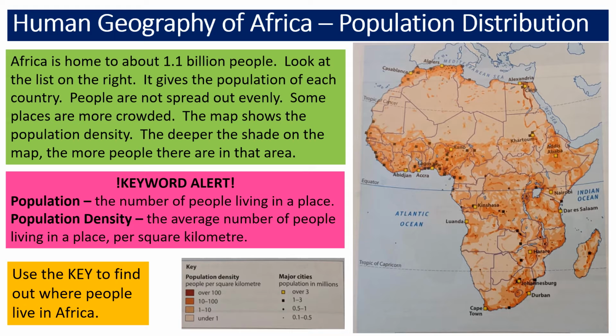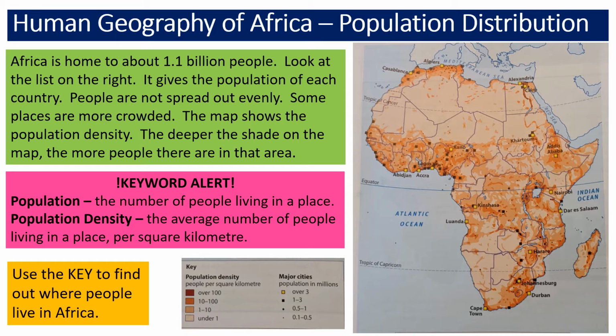And your final task, so as you can see, there's not a great deal for you to complete, but hopefully this will give you all of the knowledge and understanding you need about Africa so far. So here it says Africa is home to about 1.1 billion people. So look at the list on the right. It says on the right, but you'll see that it's on the next slide. It gives the population of each country.